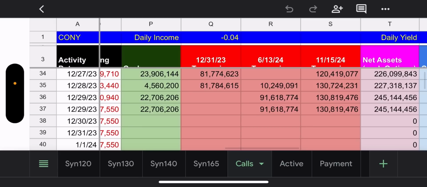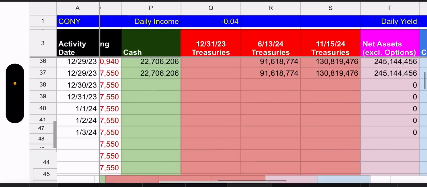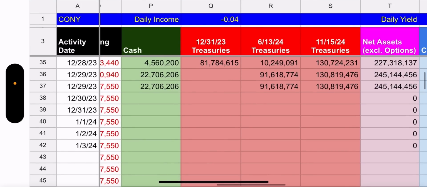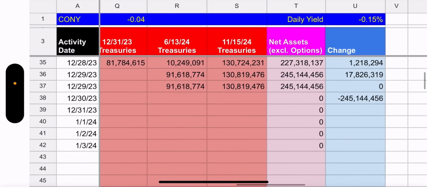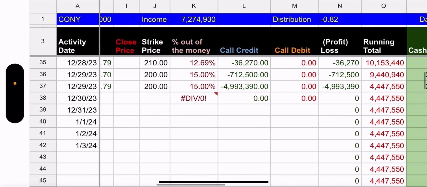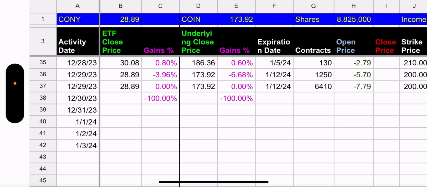Okay, so cash and treasuries. These again, they closed out the 1231 treasury and they moved it to 613. But overall, cash and treasuries went up 17 million. Again, because they made money on the new calls and they added outstanding shares as they continue to do.